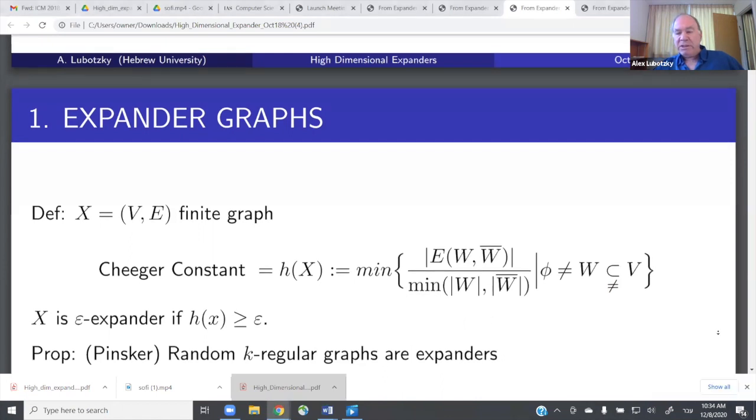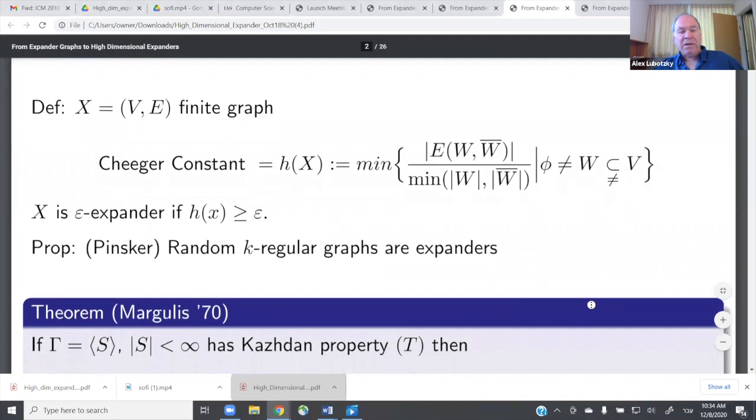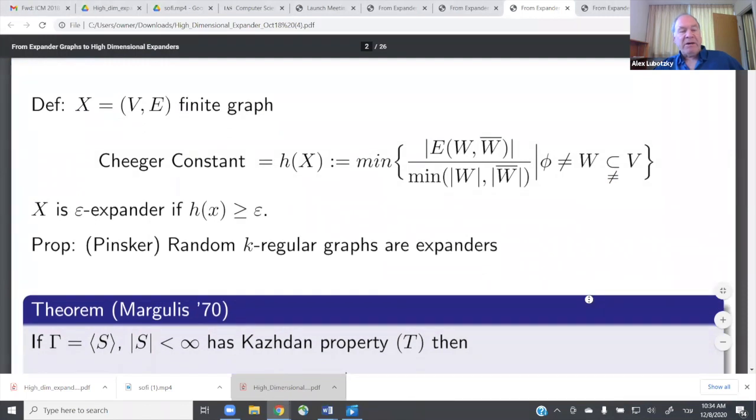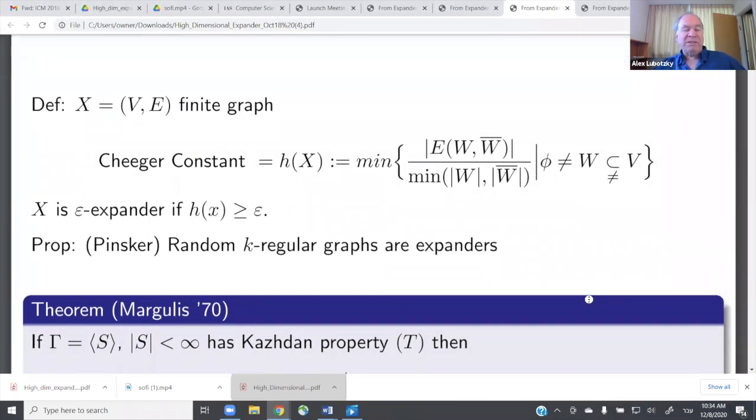By nowadays standards, this is an easy result, attributed to Pinsker, though later it was found that it was probably discovered even earlier, but let me not get into that: random k-regular graphs are expanders. Because if you really think about it for a second, it's not at all clear that expanders exist.